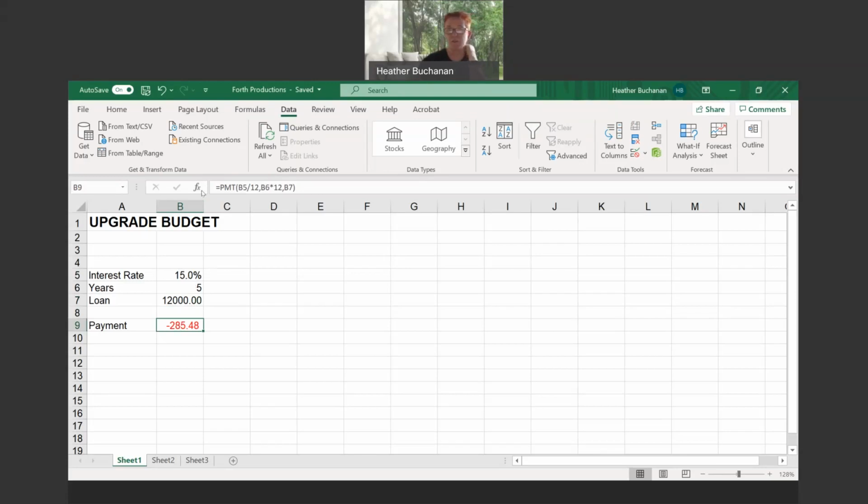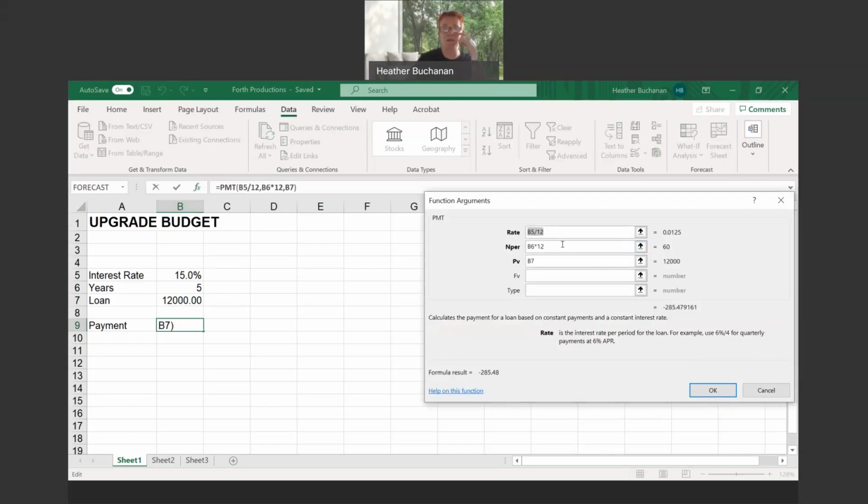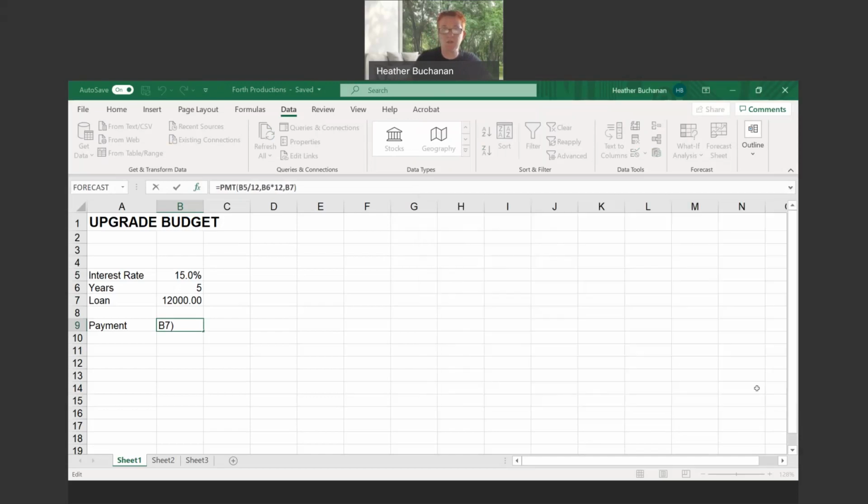So we had a look at that before. If I look into the FX just to refresh your memory, the interest rate is B5, 15% divided by 12, remember, because it's monthly. The N per is again B6, the number of years, or the term. But remember, we express the N per in months, so 5 years would have to be multiplied by 12 in the calculation that we have here. And then the PV, or the present value, is the amount that we're going to borrow. So that's just to refresh you.